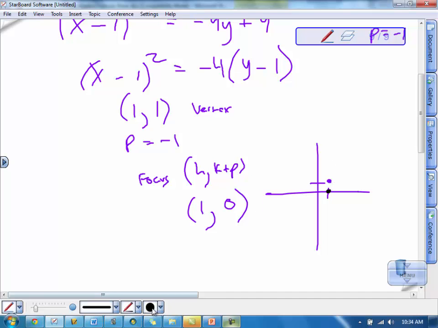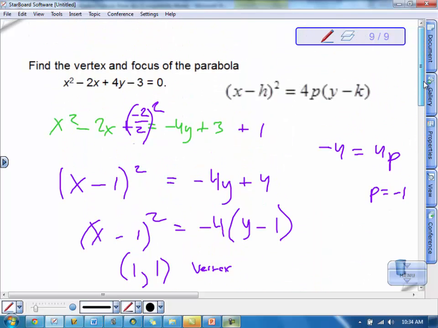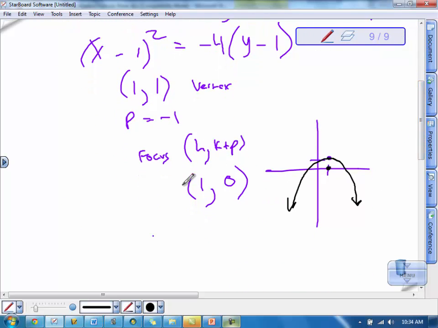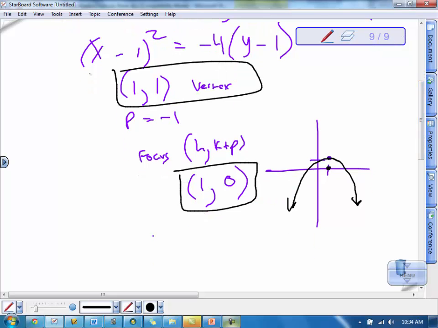So I know the parabola looks like this. It opens downward, obviously. It looks like that. Okay? Now they asked us for the vertex and focus, so I've got the focus and I've got the vertex. So I'm all set.